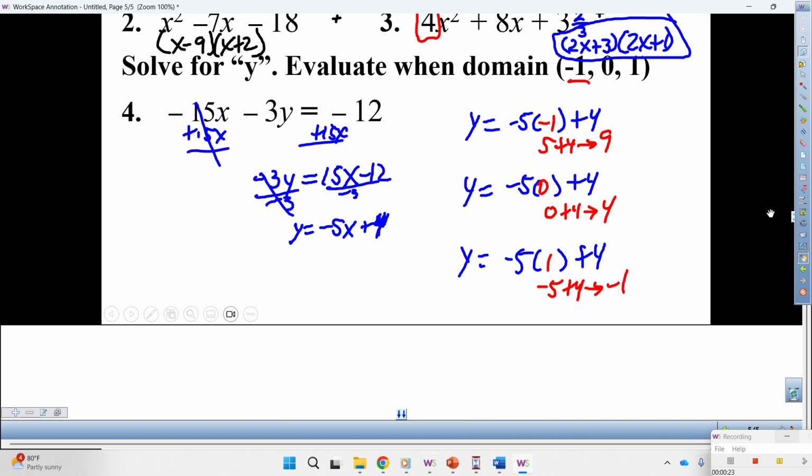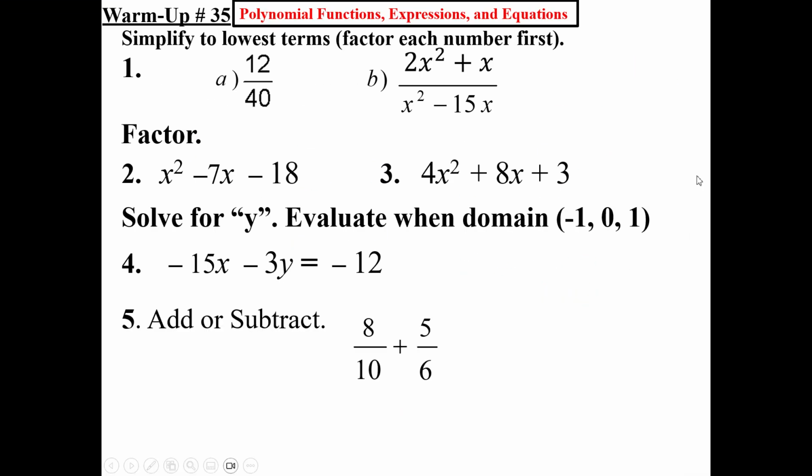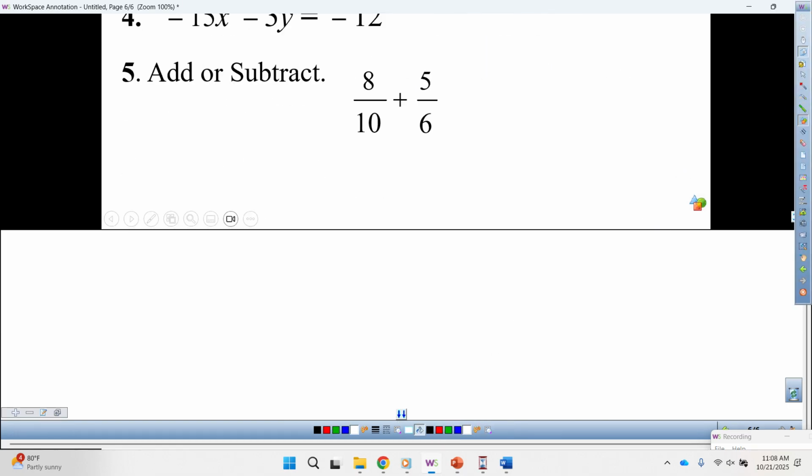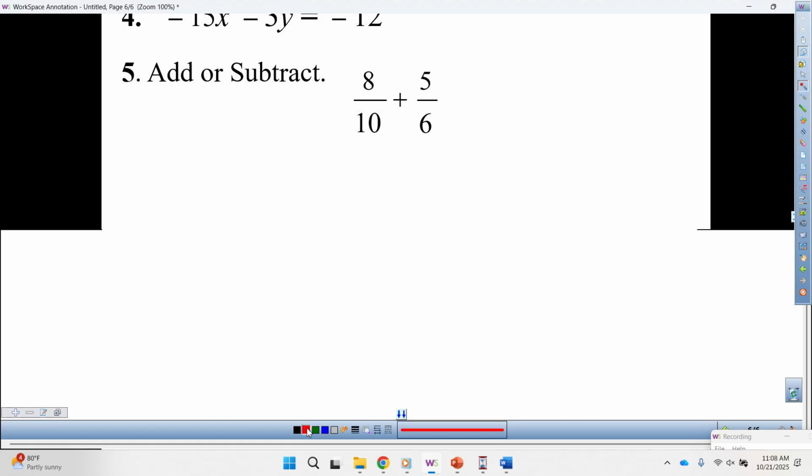All right, and last but not least, let's go to number 5. For number 5, we did it a special way yesterday. I asked you to write the denominators in factored form. So, what two numbers multiplied give me 10? 2 times 5. What two numbers multiplied give me 6? 2 times 3. Bring down the 8. Bring down the 5.